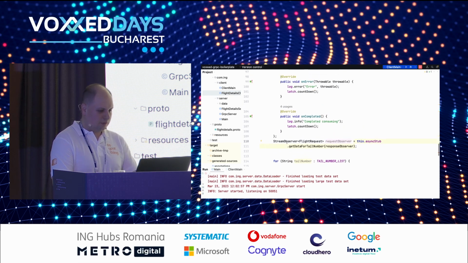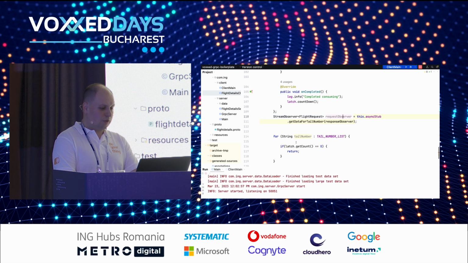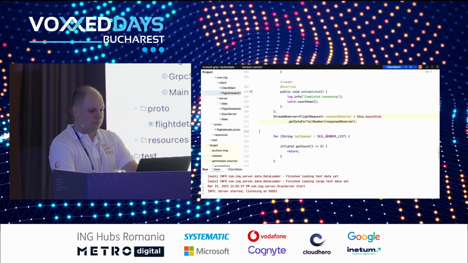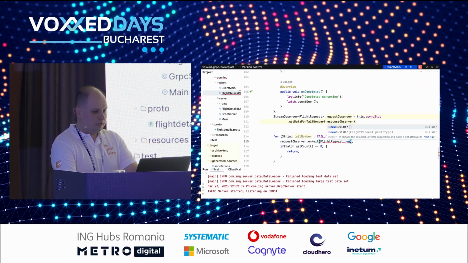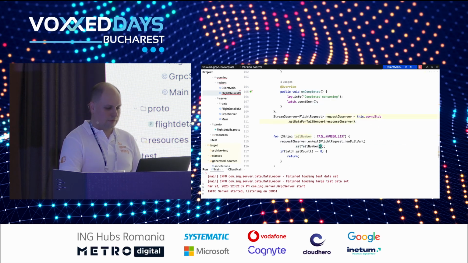This is the list, which actually holds all the tail numbers that I have in my file. And I just want to call for each and one of them. I just want to get some information. So I'm going to say request observer on next. Let's build a request, flight request, new builder, and let's set the tail number, build it, and send the request.